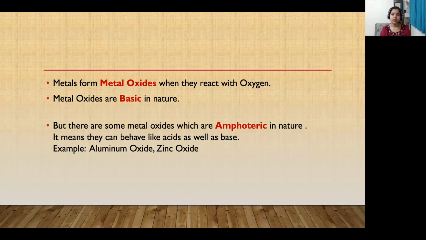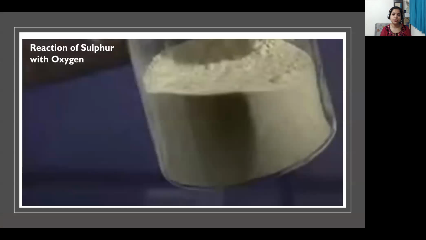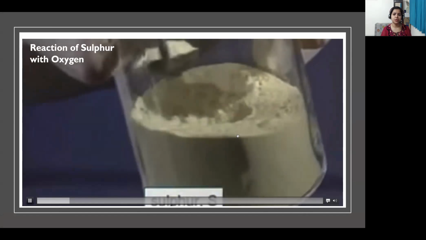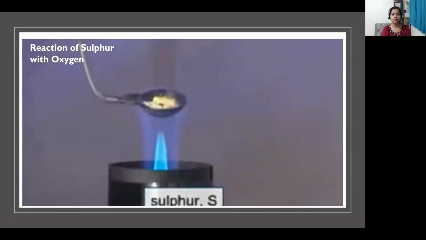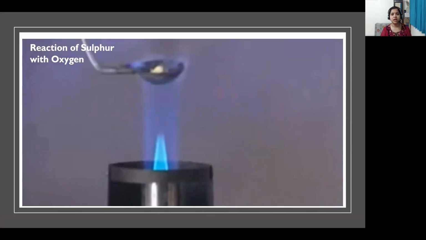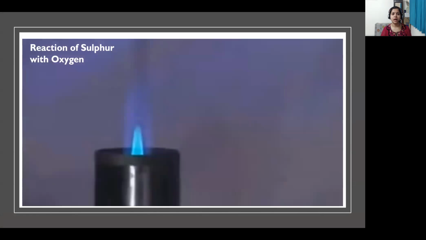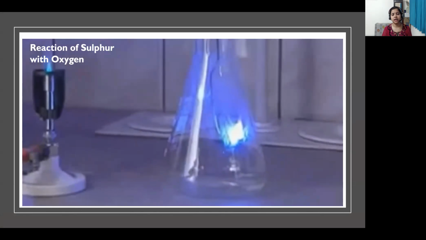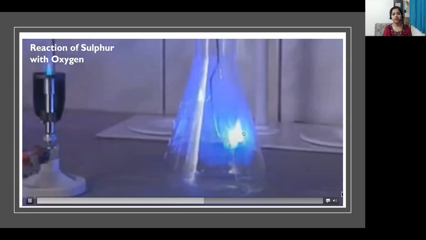Now let's learn about the non-metals, how do they react with oxygen? This is the sulfur powder. Take some of the sulfur powder, which is a non-metal, in a deflagrating spoon and throw it to the flame. You will observe it will catch fire by producing a blue color flame. Now collect the gas produced by it in a container. Can you see the blue color flame?